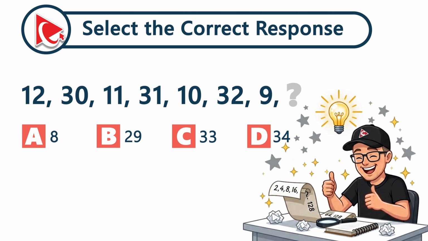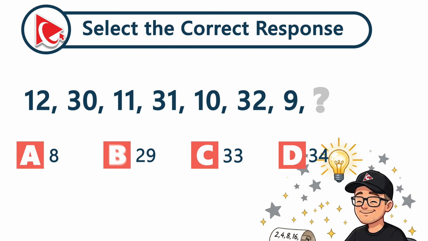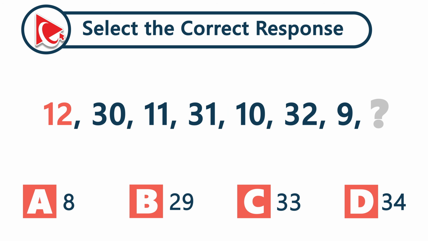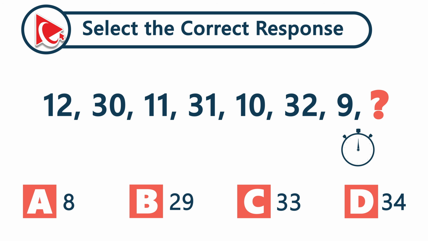Let's solve a missing number question. And this one is fun if you actually slow down. What number comes next? 12, 30, 11, 31, 10, 32, 9, and then comes the missing number, which you need to select out of 4 possible choices: A. 8, B. 29, C. 33, or D. 34.